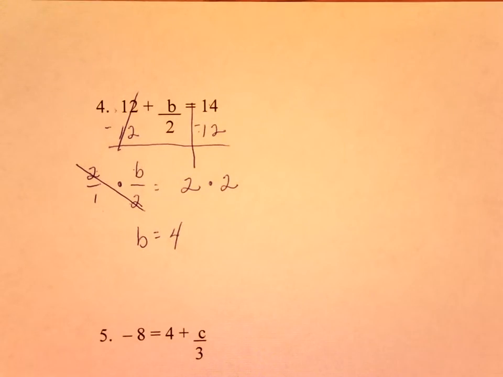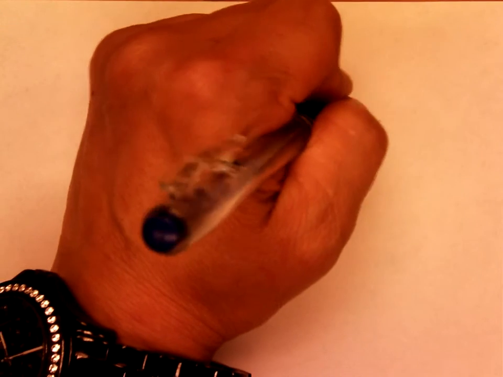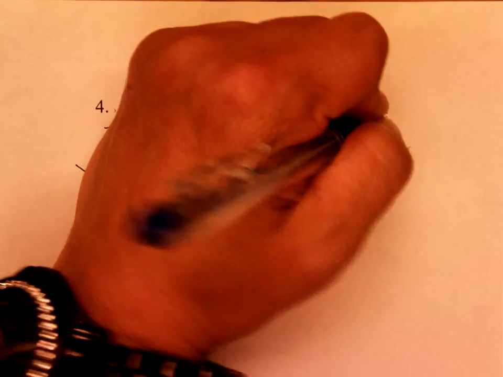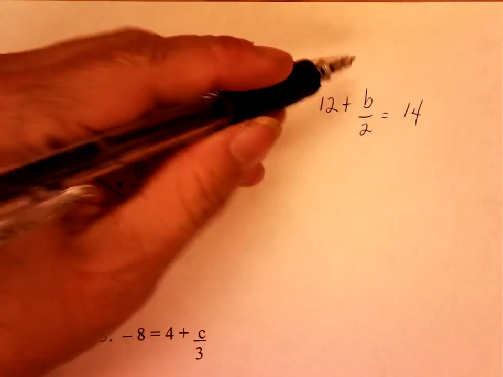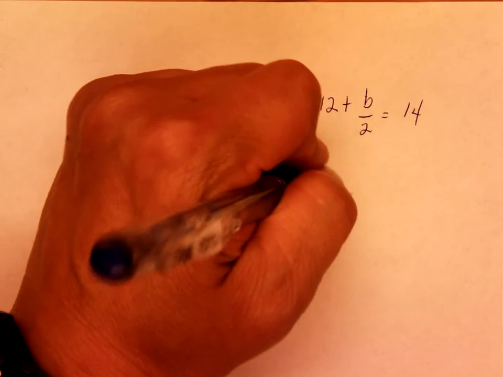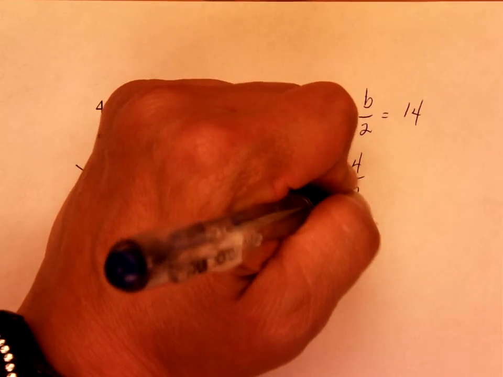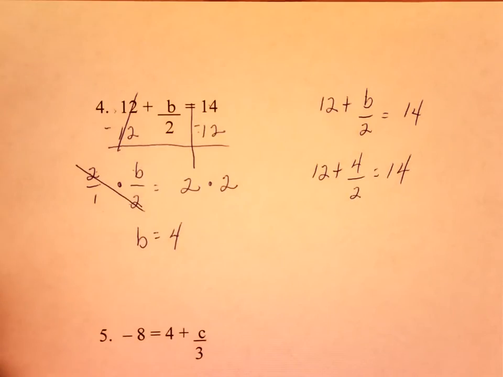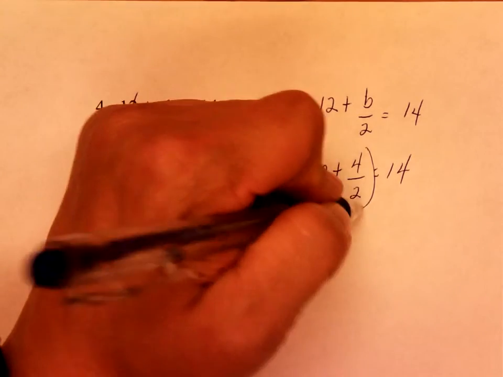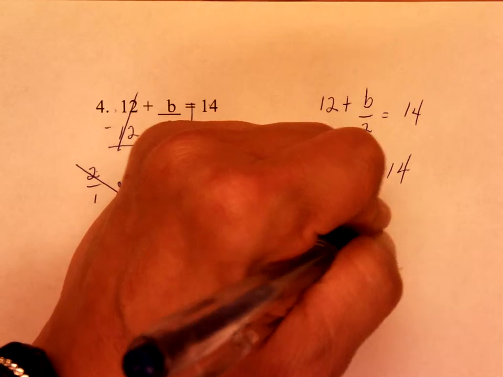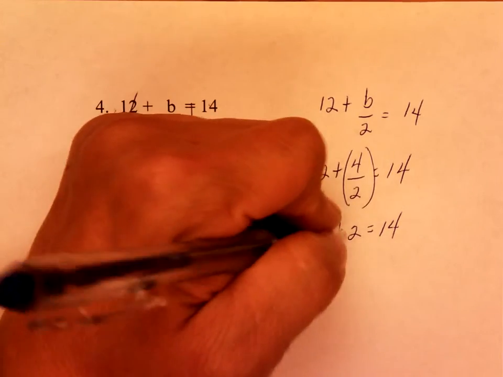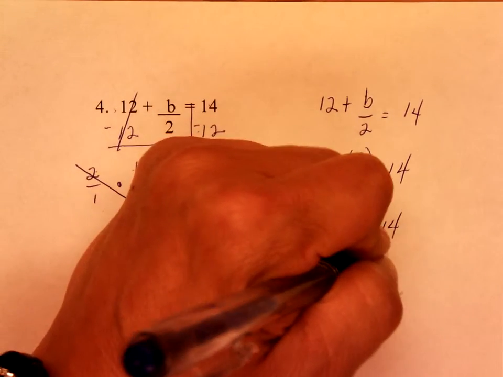Okay, to do your check, you have 12 plus b divided by 2 is equal to 14. Replace your b with 4. So you have 12 plus 4 divided by 2 is equal to 14. Order of operations tells us that you have to divide first. So we have 12 plus 2 is equal to 14. 12 plus 2 is 14 is equal to 14, and that checks out.